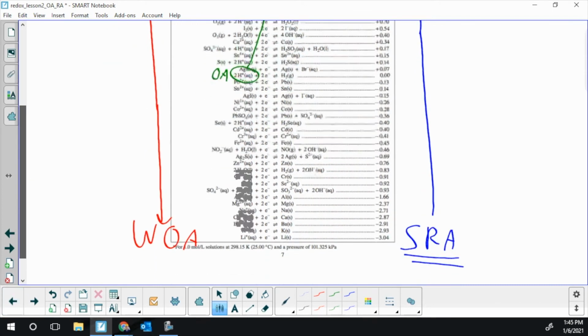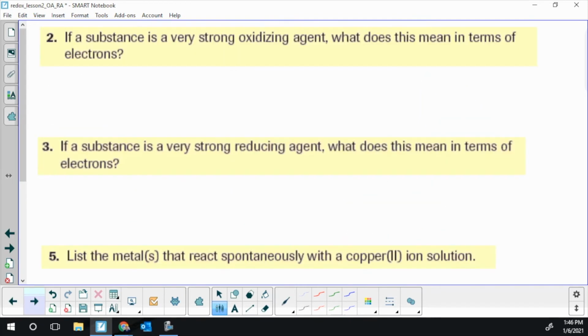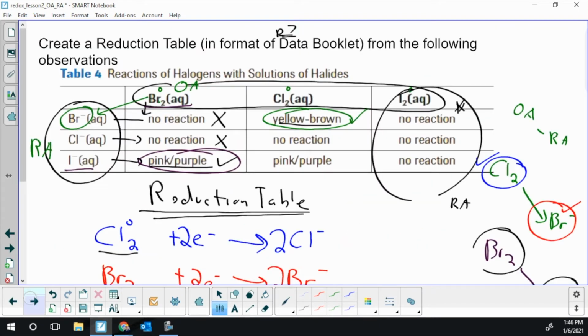If you look for the neutral metals, no charges, there's a whole bunch of neutral metals. There's cobalt, that was nickel. We saw gold and silver up above. There's copper. They're all on the right-hand column. They're all RA. So there's no exceptions to that. So as soon as you see a neutral metal, you know it's a reducing agent.